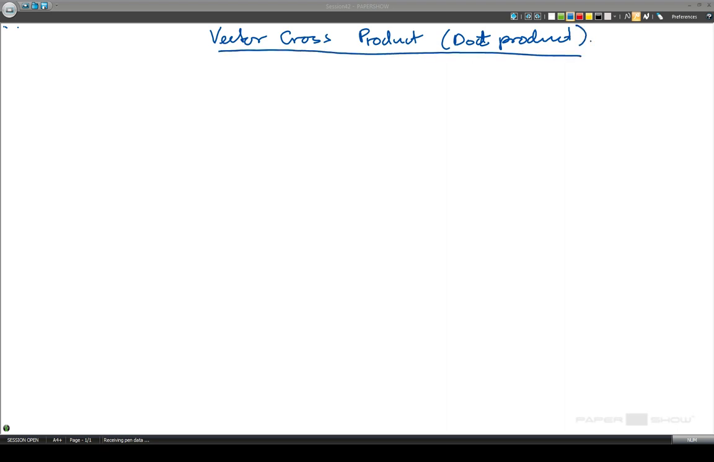So, first of all, the dot product. If you have two vectors, let's say our vectors are A, B, and C in 3 dimensions, and D, E, and F, then when we do a dot product, we simply do A times D, and we add B times E, and we add C times F, and we get out a number, we get out a scalar. And so this equals a number.